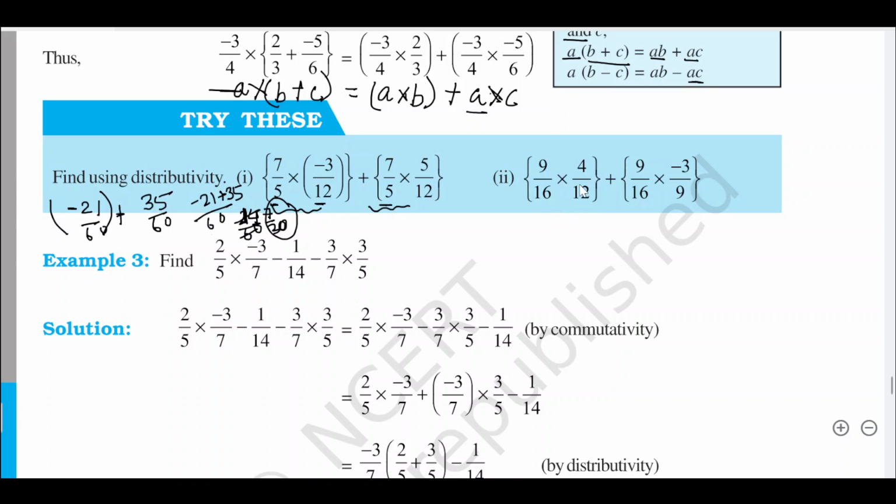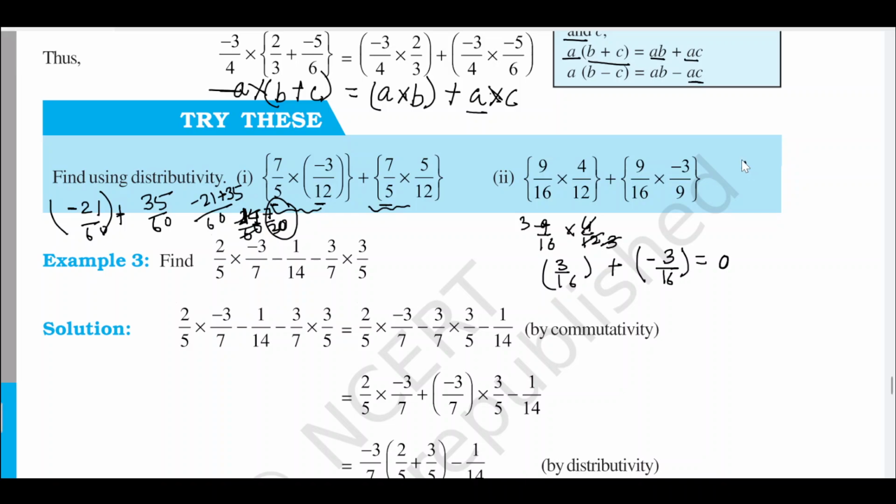First, we will go by the basic method. Okay, 9 by 16 into 4 by 12, cut out by 3, and plus 3. So 3 by 16. The bracket we are getting 3 by 16 plus this bracket, 9 and 9 will get cut out, minus 3 by 16. So it is going to be 0. This we solved generally without any manipulation.